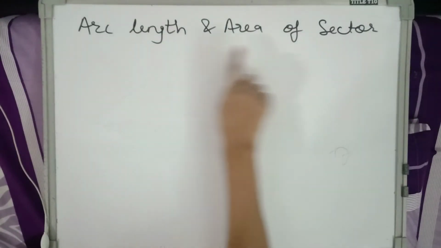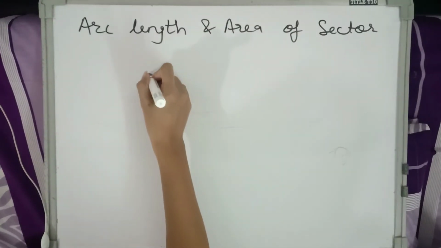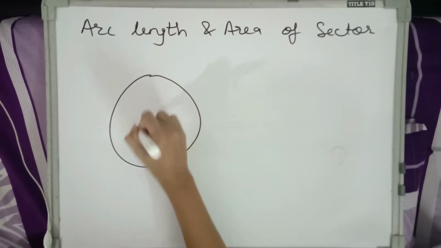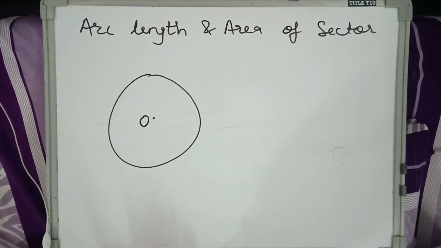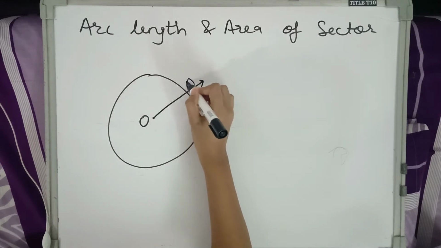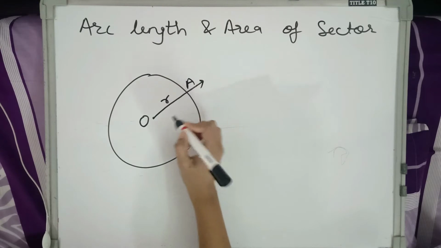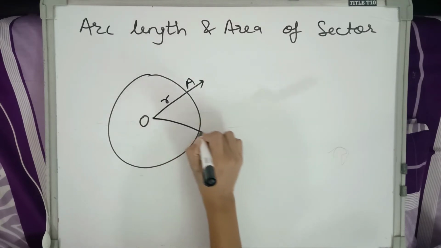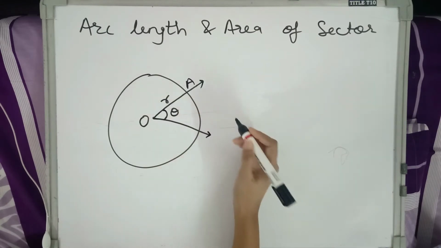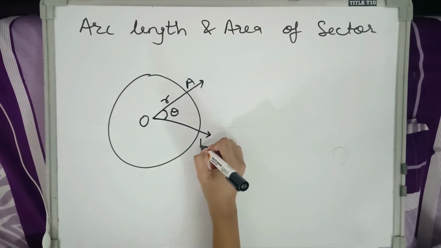हेलो फ्रेंड्स, आज का हमारा टॉपिक है आर्क लेंथ एंड एरिया ऑफ सेक्टर। Suppose a circle is there whose center is O, along the radius OA, subtends an angle theta. This is the radius OB.